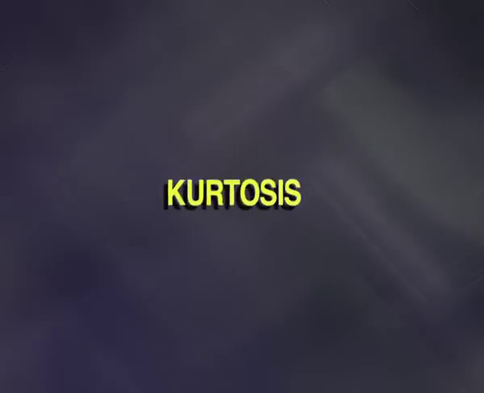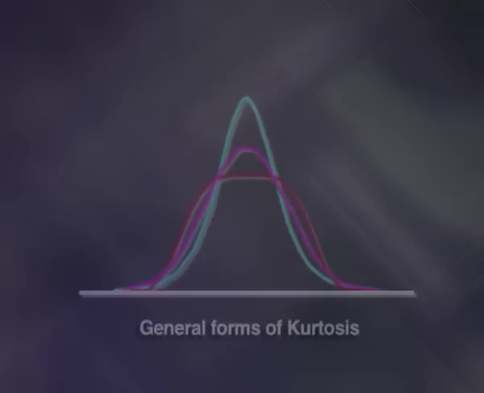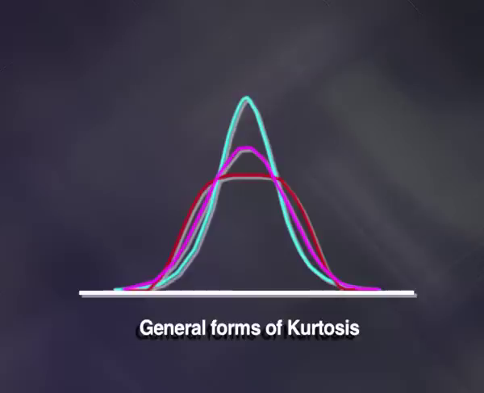Now, kurtosis. Kurtosis is a parameter that describes the shape of a random variable's probability distribution. Kurtosis characterizes the relative peakedness or the flatness of the distribution compared to the normal distribution. In the figure, we can see general forms of kurtosis. There are three different curves you can see in the graph.